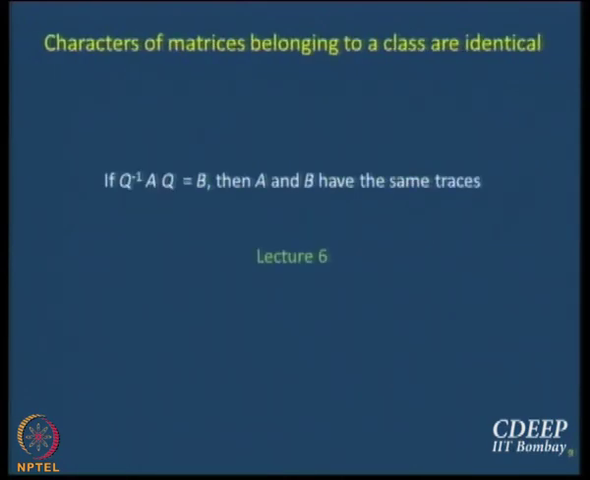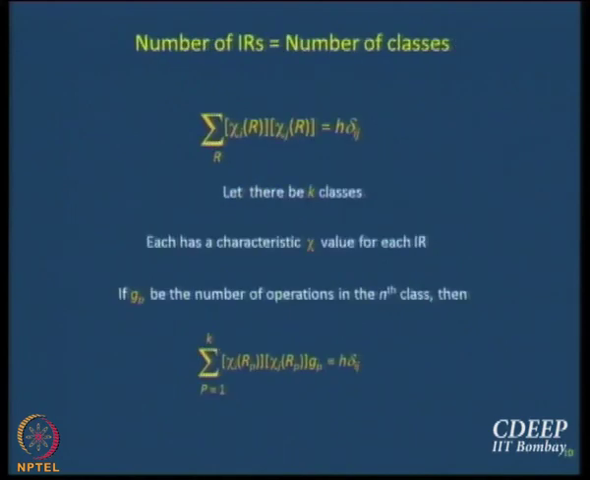Next rule is something we know already. The characters of matrices belonging to a class are identical. We discussed this in lecture 6, right? If Q inverse A Q equal to B, then A and B have the same traces. Trace and character are one and the same.